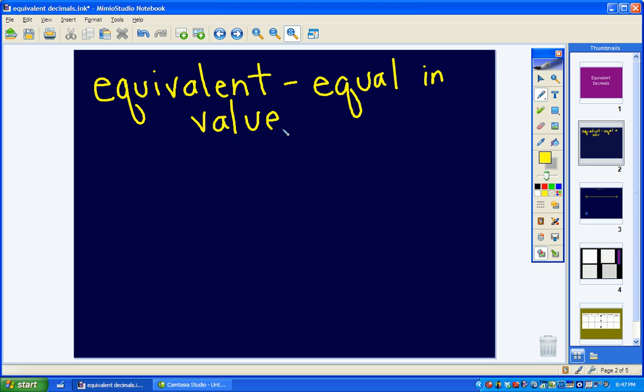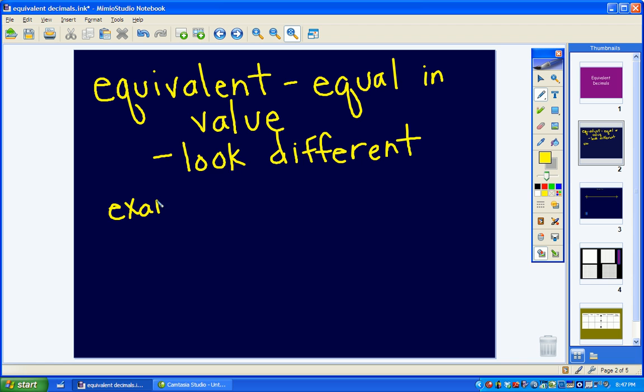That doesn't mean they're exactly the same. It just means that they have the same value or worth. So they're going to look different, but they still represent the exact same thing. Let's take, for instance, here's an example. If you had a $50 in your hand, so just a $50, right?